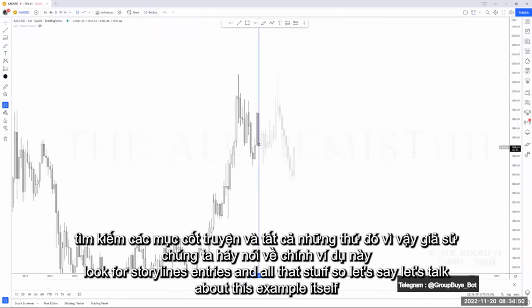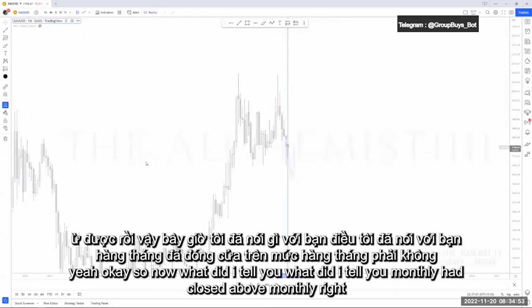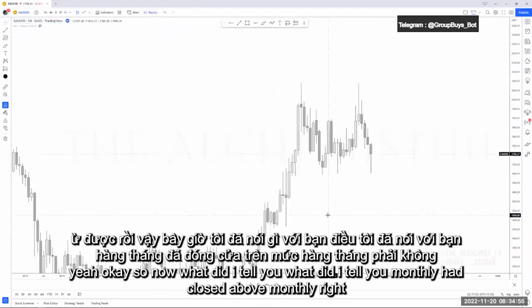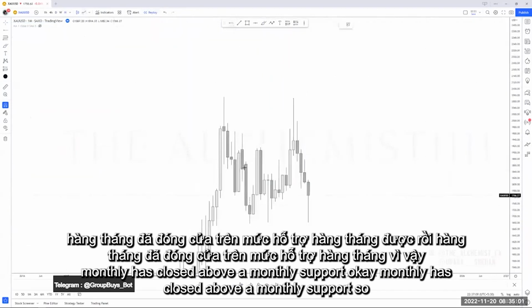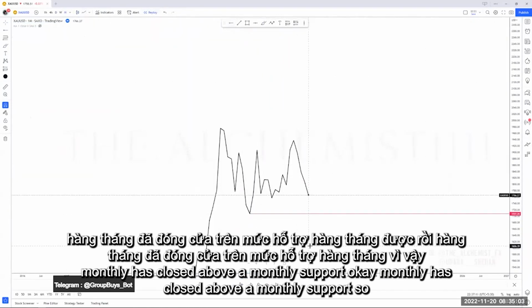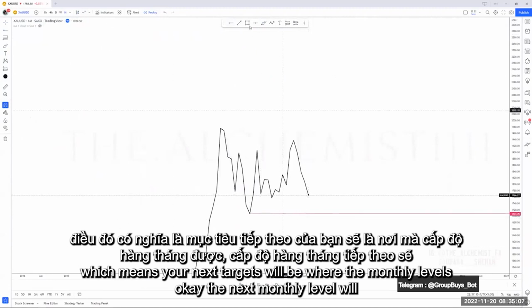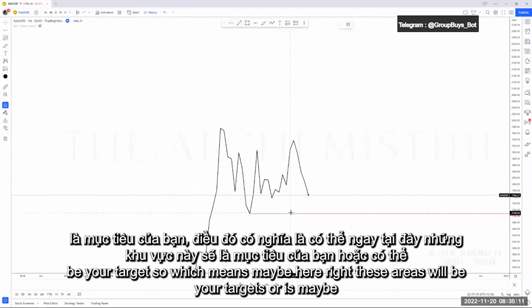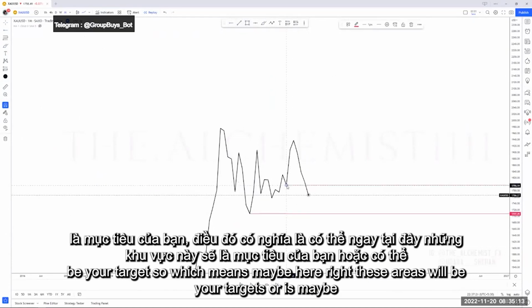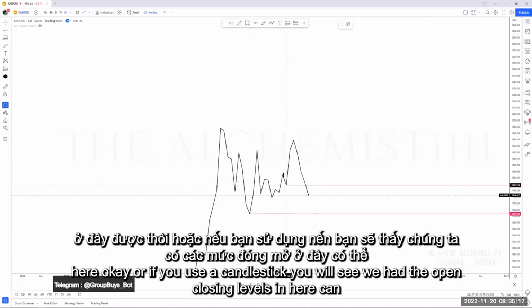Let's talk about this example itself. Now, what did I tell you? Monthly has closed above a monthly support, which means your next targets will be the monthly levels. The next monthly level will be your target. So maybe here, these areas will be your targets, or else maybe here.